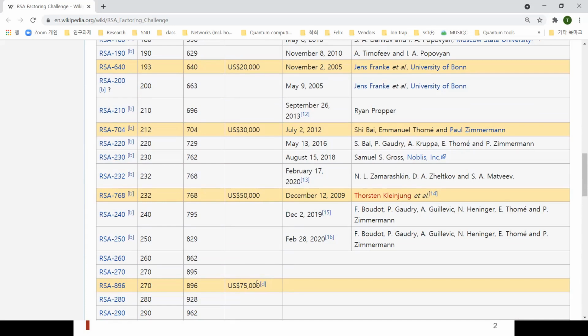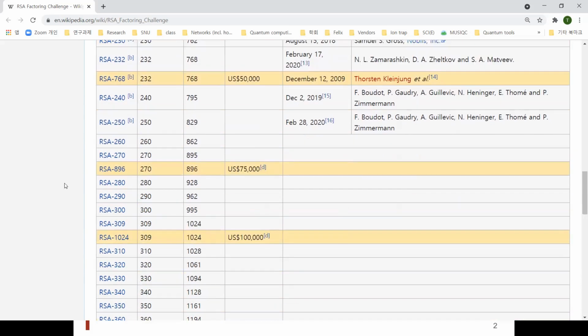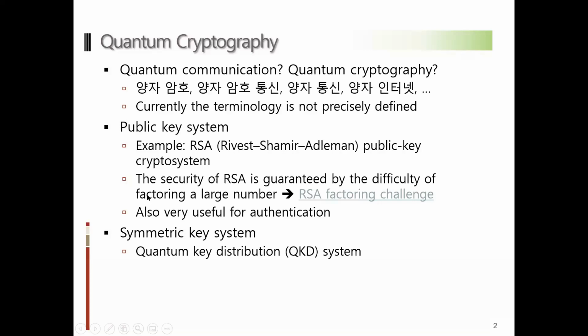In some sense, people started to factor larger and larger numbers. So they somehow stopped rewarding the prize, because there is some chance that another person will just break this, and they didn't want to lose the money. Anyway, at least up to now, RSA is considered one of the secure ways to protect your information.